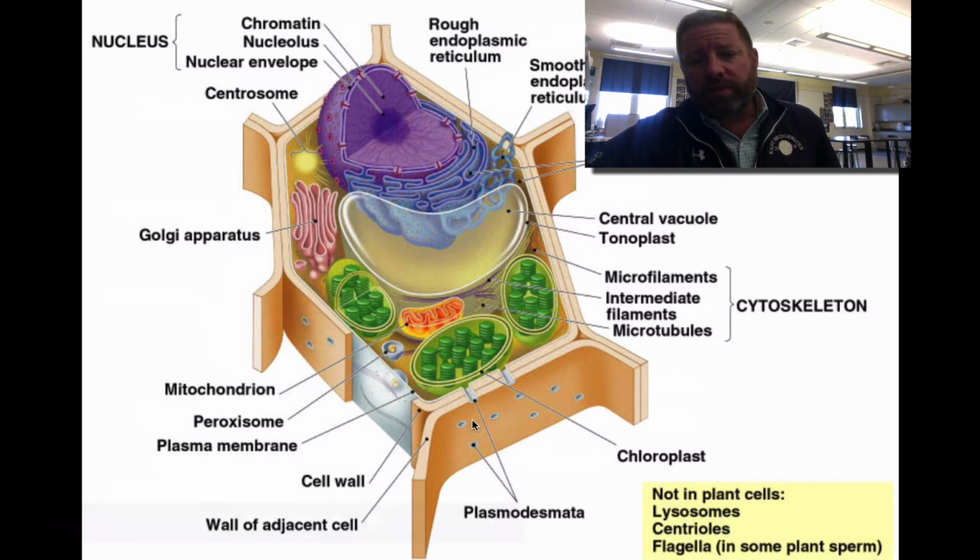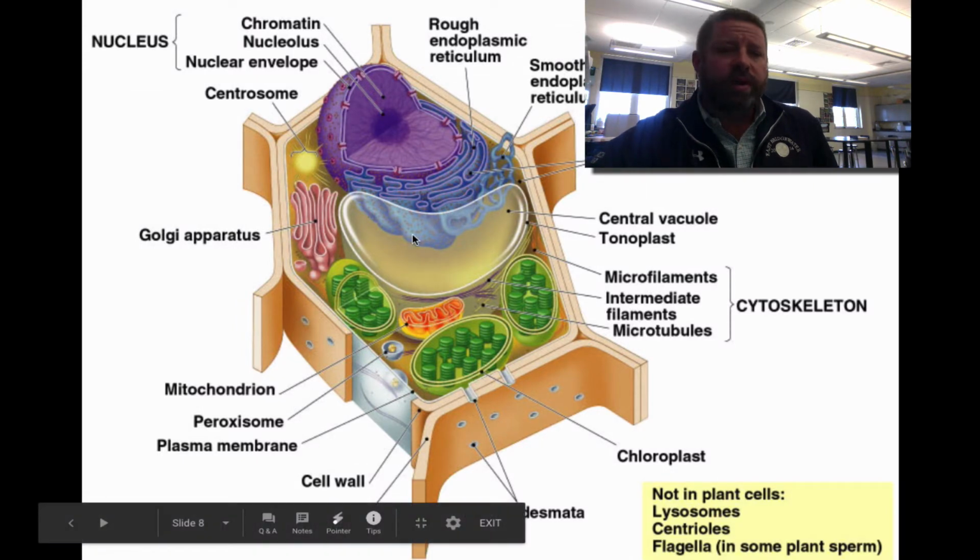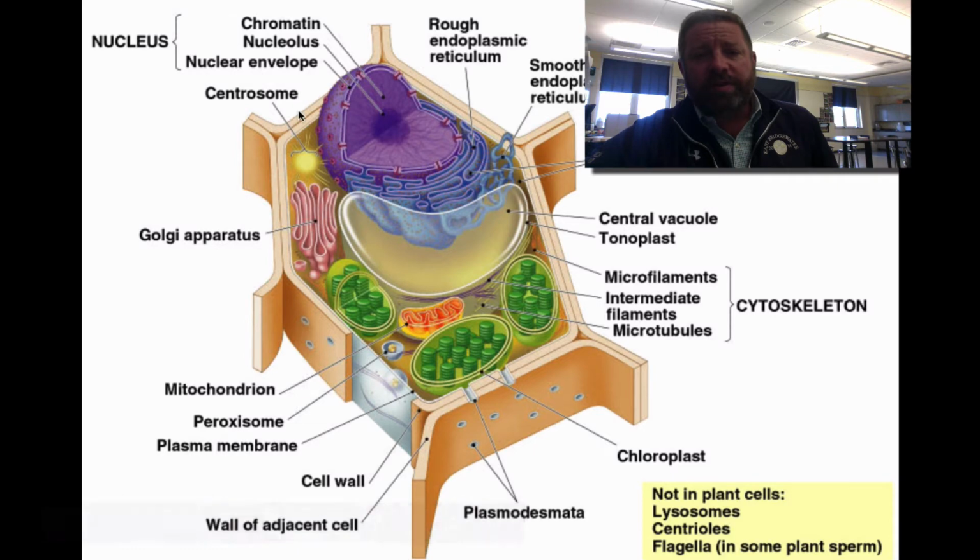There are these tiny little holes that go from cell to cell. These are plasmodesmata, super important in plants. So every single plant cell is connected through these holes with every other plant cell, which is a huge benefit for plants. It allows them to move water and nutrients across from cell to cell to cell.